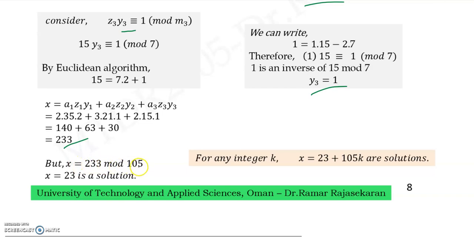We have done this in the previous question. In a similar way, x is nothing but 23, our solution. So what is the form of all solutions? That is, for any integer k, x is equal to 23 plus 105k. This is called all solutions, for all values of k, where k is an integer. If you replace k by any integer value, you will find different x. That is all solutions of the given linear congruences.